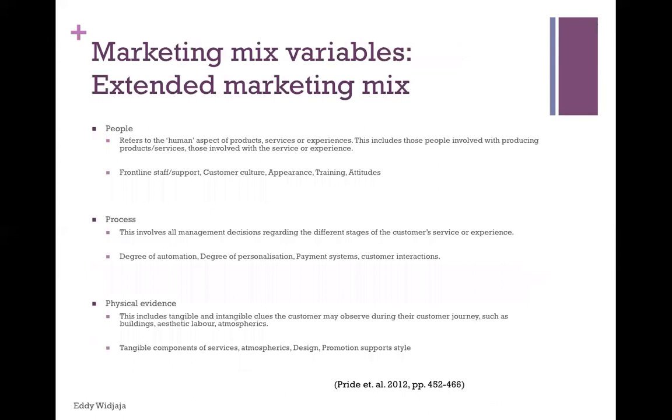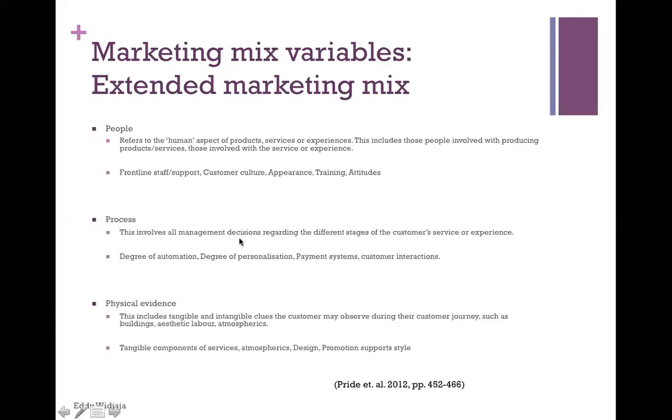And then the next one is the extended marketing mix variables. Make sure we also include people, process, and physical evidence. People here is basically about the human aspects of the product, services, or experiences. They are the staff who are involved in the service or experience delivery. It includes frontline staff, the customer culture, the appearance, the training, the attitudes, or you can also include the logistics team, the R&D team to help you create the product, and the customer service team to help you deliver the service.